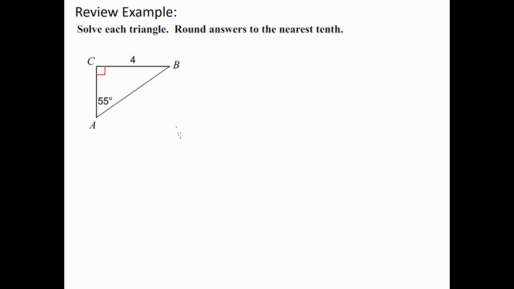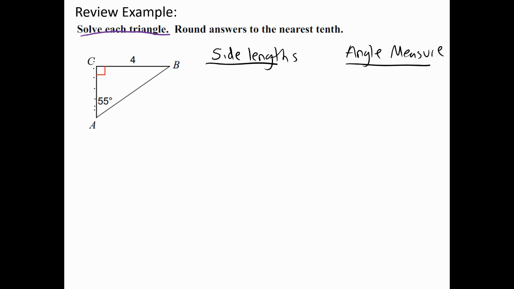And so here is the review for solving each triangle. Anytime it asks you to solve each triangle, you're going to have to find all the angle measures and all the side lengths. So we're going to say side lengths and angle measure. That means we need to figure out how long this is. That's our B. We need to figure out how long this is. That's your C. And we already know what A is. And then we have to figure out angle A, angle B, and angle C.